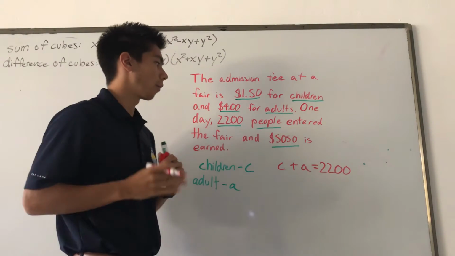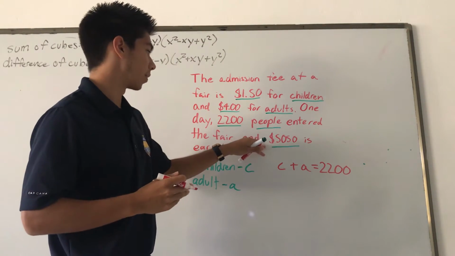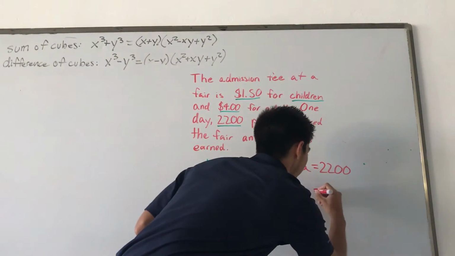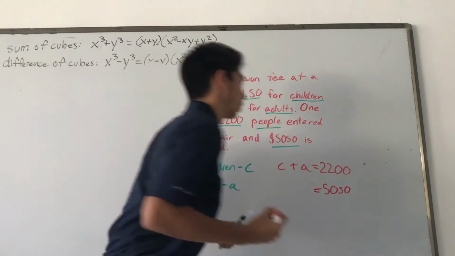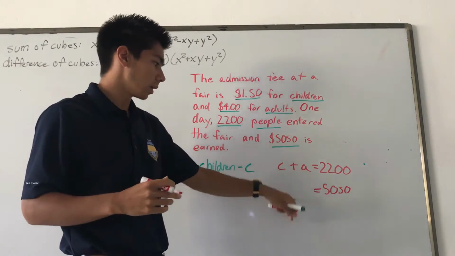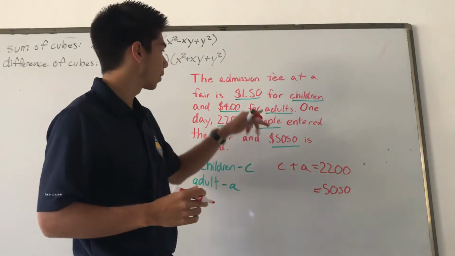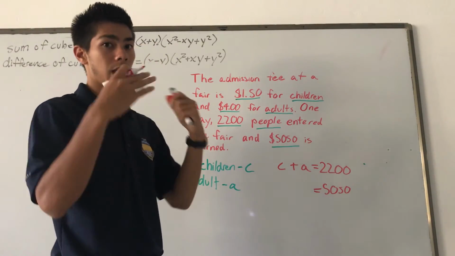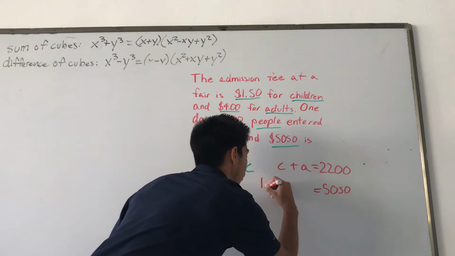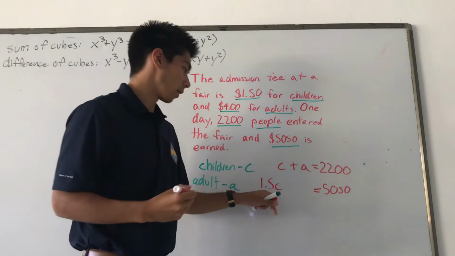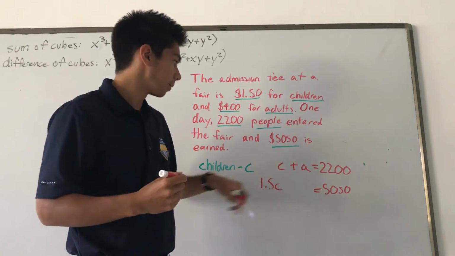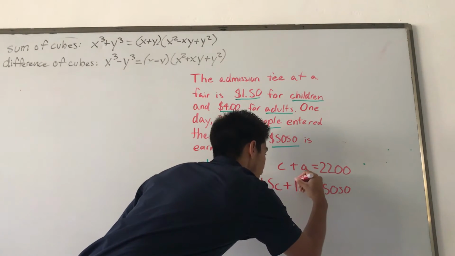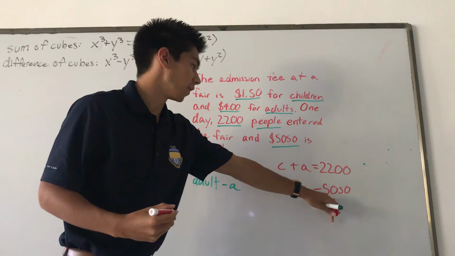So I have already taken care of one of my equations, and the second equation is going to come from this part. I know that $5,050 has been earned. Now I need to figure out the combinations that give me that on this side. So I know that the entrance fee for a child is $1.50. So for every child that comes in, they pay $1.50. So I'm going to write that down: 1.5C. So I'm getting $1.50 for every child. And then I know that I get $4 for adults. So I'm going to write 1.5C plus 4A equals 5,050.